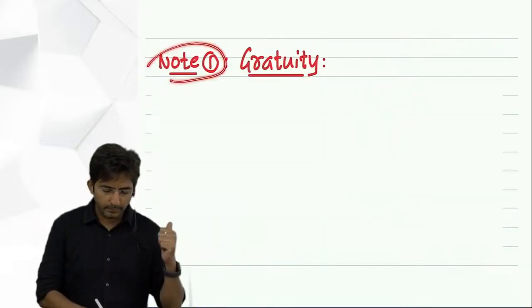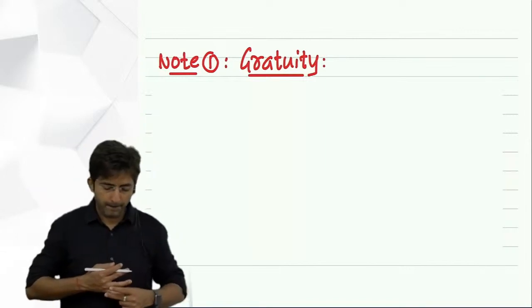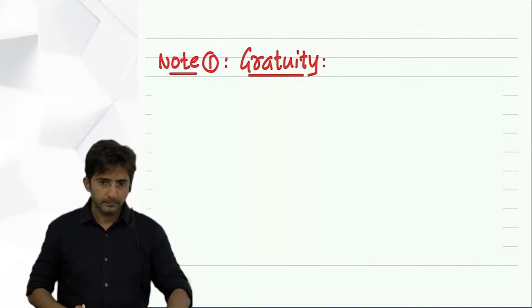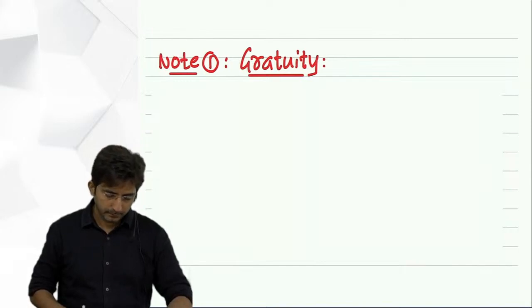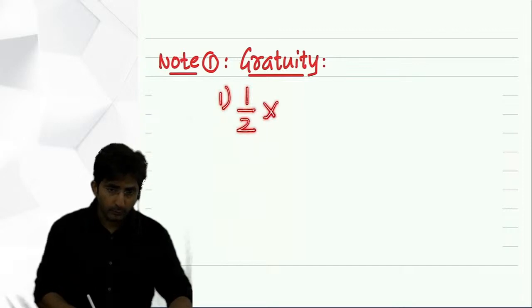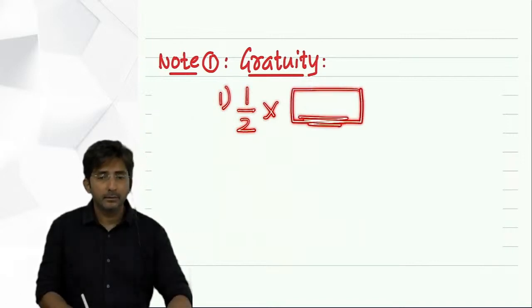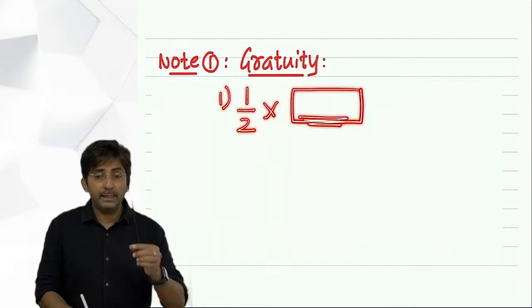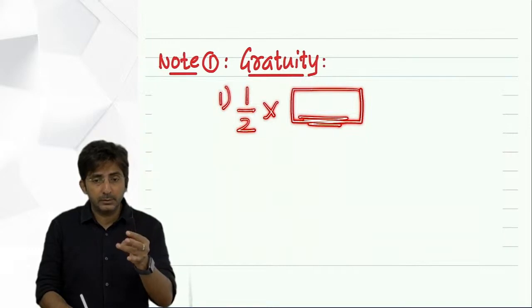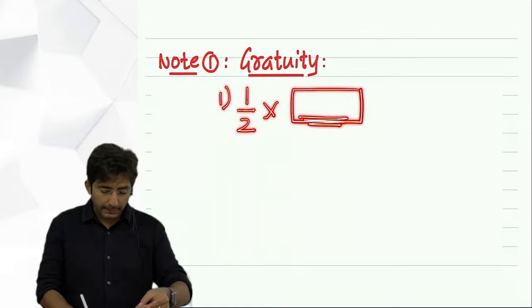Write like this, note 1, gratuity. So first amount will be half into, I will keep this as blank, because this amount we will have to calculate. How did we calculate it? Remember, average of basic salary, average of dearness allowance in terms, average of turnover commission, that average working you will have to do. And then one figure will come here, okay?